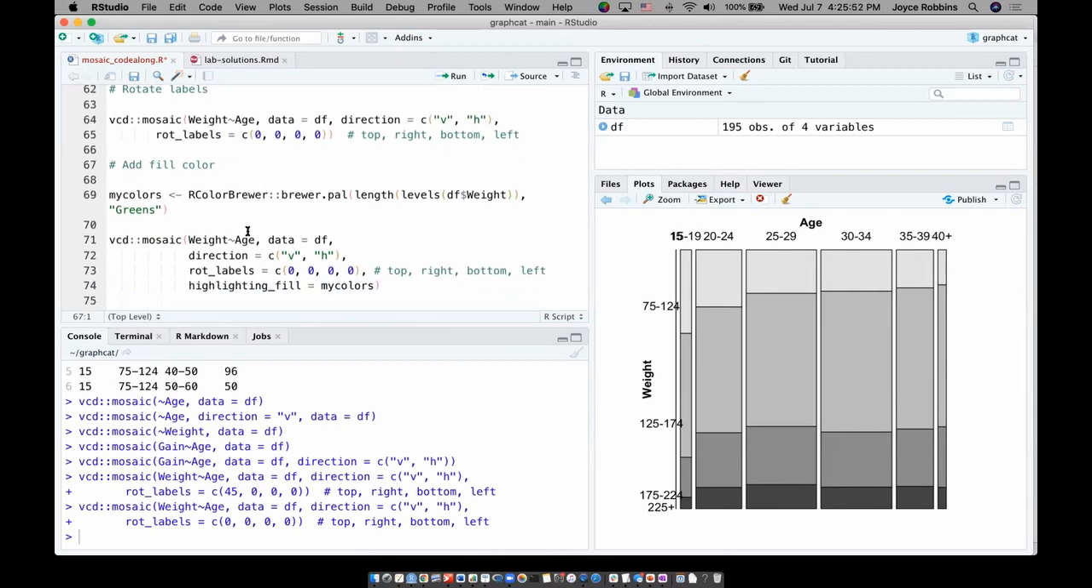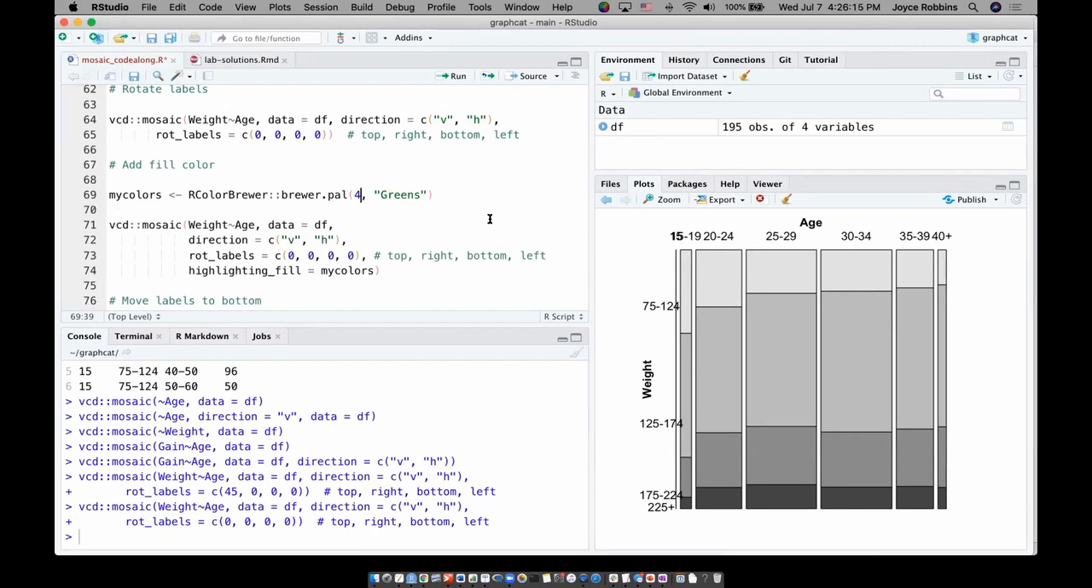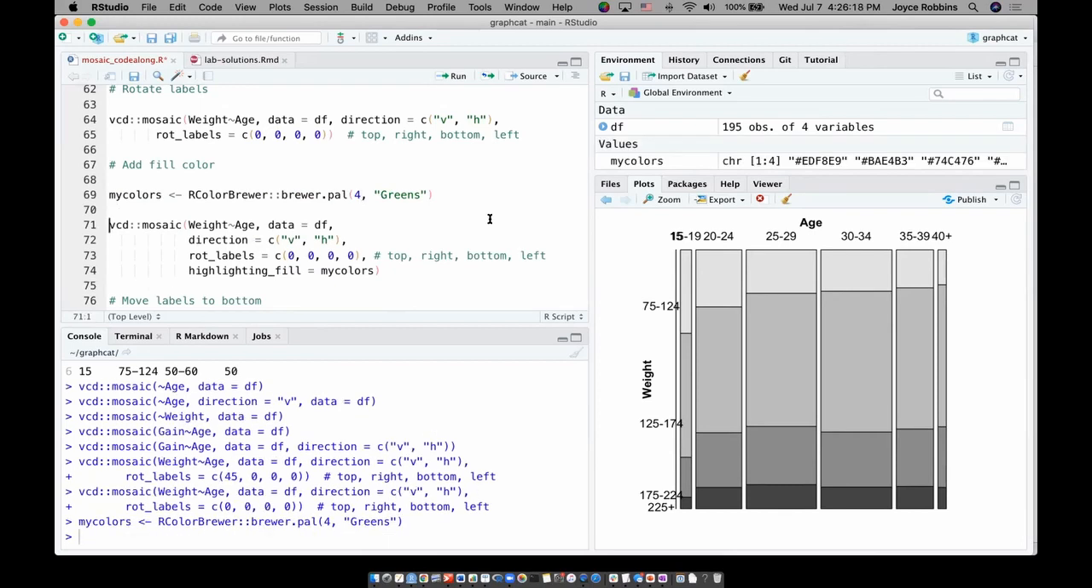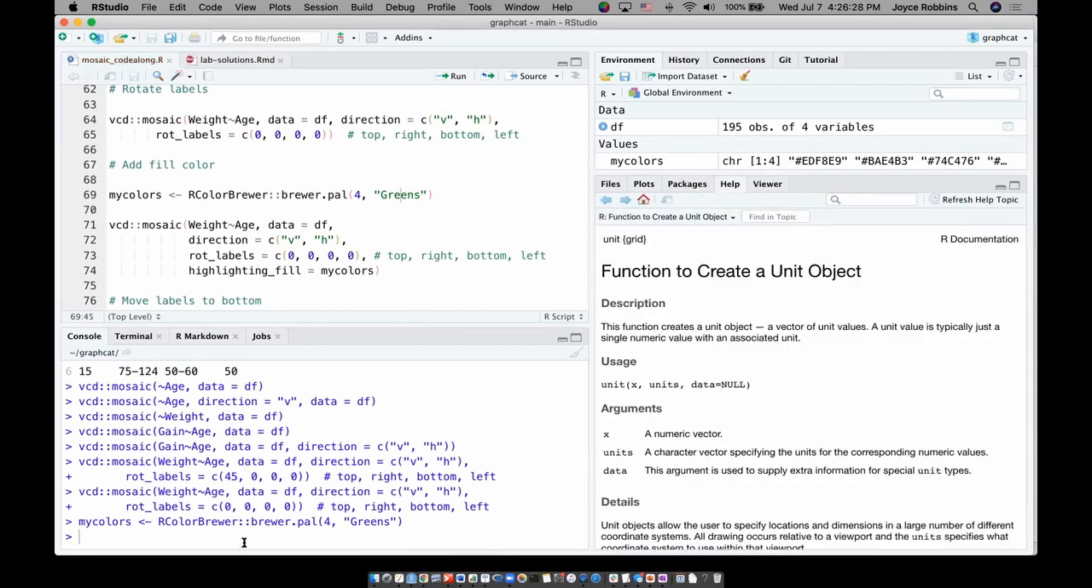Now, a nice way to get sequential colors is with the RColorBrewer package. Using brewer.pal, if you know the number of categories you need, you can do that, or you could set it equal to the length of the levels of weight. This is doing the same thing. I know that there are four weight categories, so I pick four categories and use the Greens palette. If you look in the help for, I think it's display.